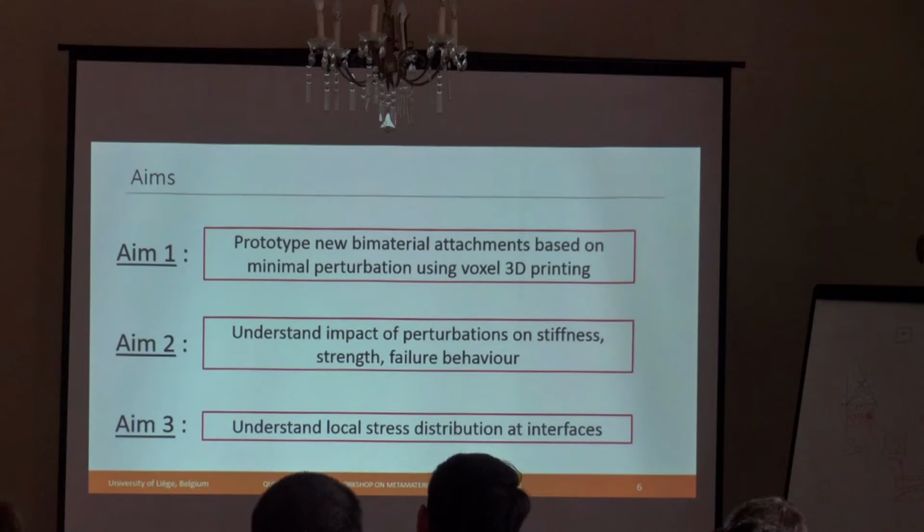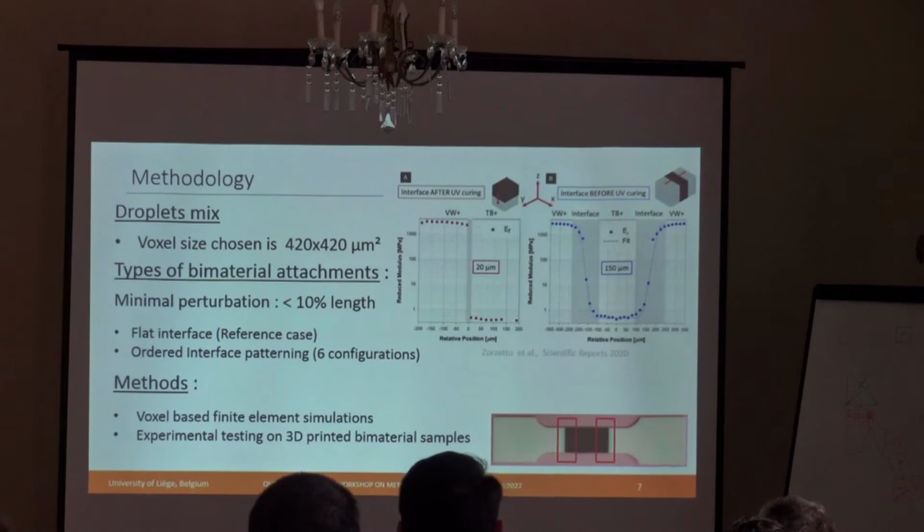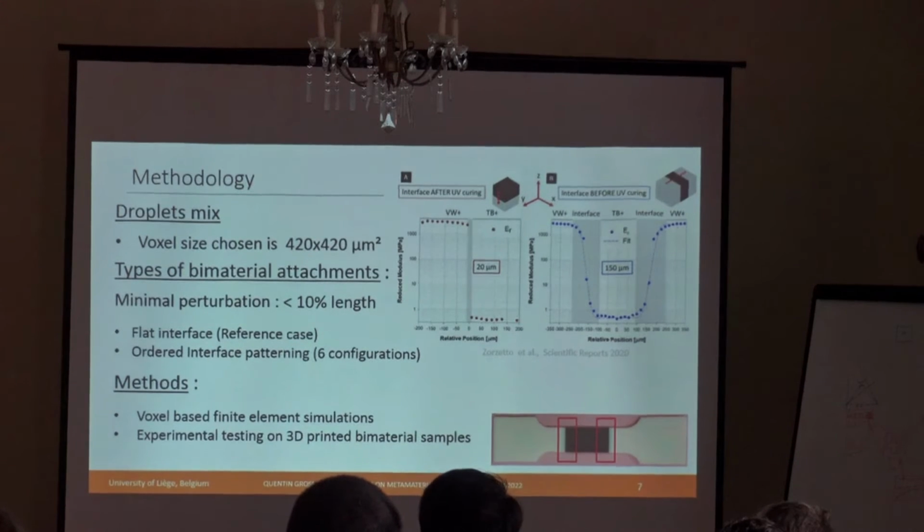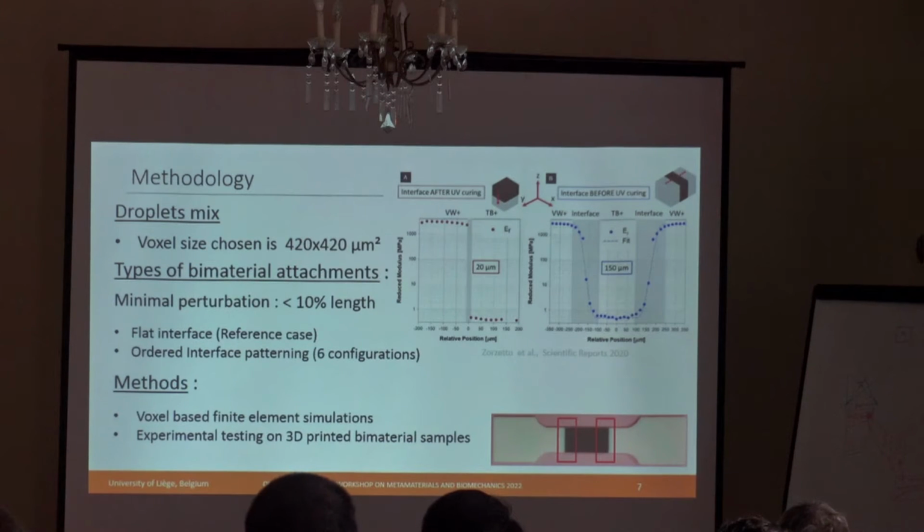And we want to understand the local stress distribution at those interfaces. So how do we do? As I told you, we take a voxel size of 420 micron side. As Davide explained to you, it's because of the blurring that occurs depending on how the two materials are deposited and cured. And here in our sample, the two different materials will be deposited at the same time, so there will be a blurring occurring. And we want it to not influence too much our results, so we work with this voxel size.